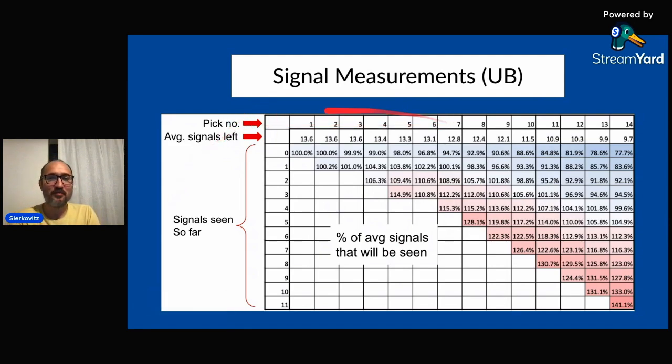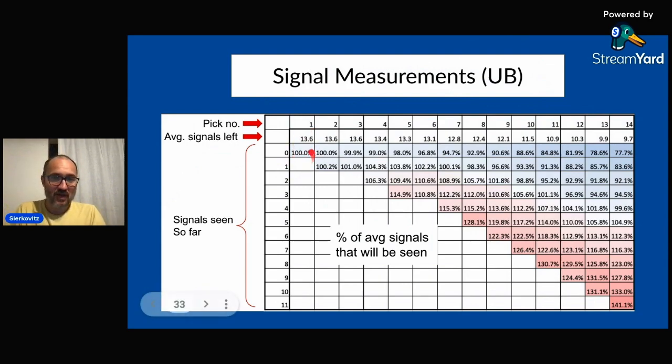This is a big table, and here we have signal measurements for Dimir decks. Here we have a pick number, so this is the number of the pick I'm interpreting. From 1 to 14, we look at the first pack. Here are the average signals left in the draft. So in all the draft, on average, there were 13.6 Dimir signals per draft.